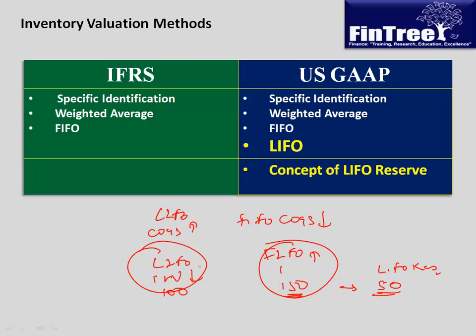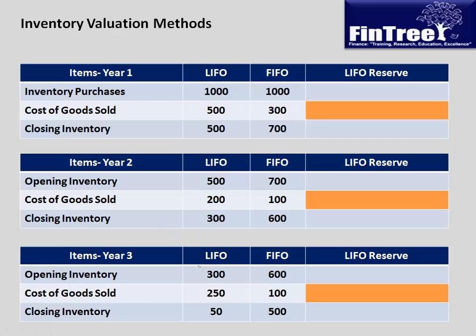Let's do a comprehensive example to internalize this concept. So we have a small schedule here. We have a company which started business in year 1, year 2, year 3. Inventory purchases, in both cases it is 1000, it has to be the same at the beginning. However, in the first year itself, the LIFO cost of goods sold is 500, whereas FIFO cost of goods sold is 300. And again it makes sense because we know generally in an inflationary environment, LIFO COGS would be higher than FIFO COGS. Now, 1000 minus 500, closing inventory 500; 1000 minus 300, closing inventory 700; 700 minus 500, LIFO reserve in the first year is 200.